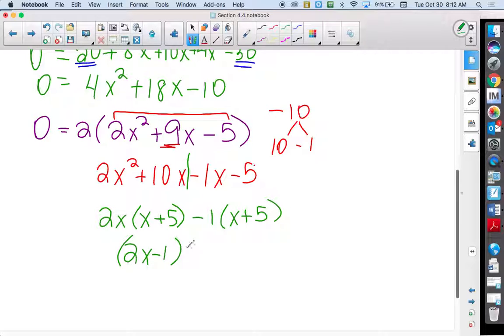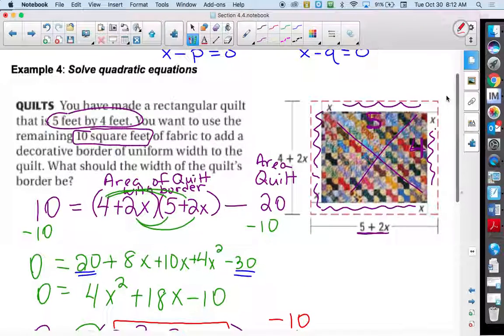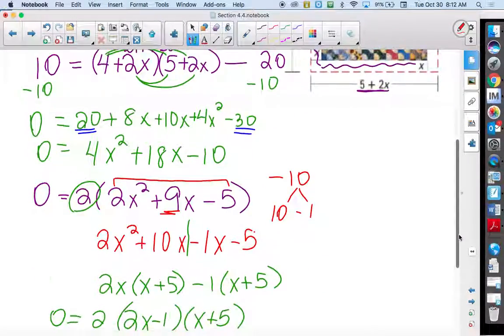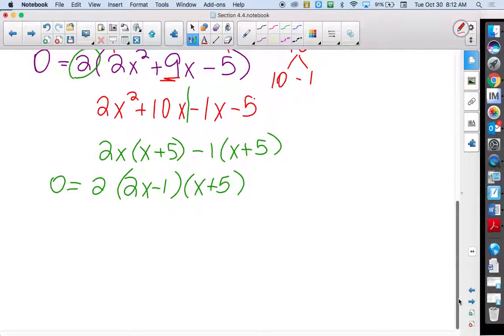The parentheses together, x plus 5, and then that GCF that we took out in the beginning. So if we were just factoring it, this would be our factored answer: 2 and then 2x minus 1, x plus 5. But the question, which is way at the top here, says what should the width of the quilt's border be? Because I have 10 square feet of fabric, we want to know how wide to make this quilt look nice. We want to make sure the border's even.